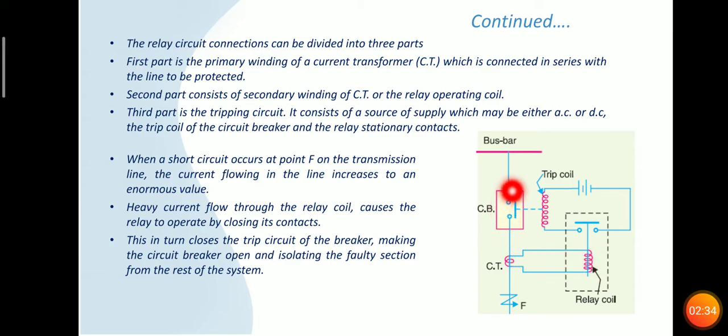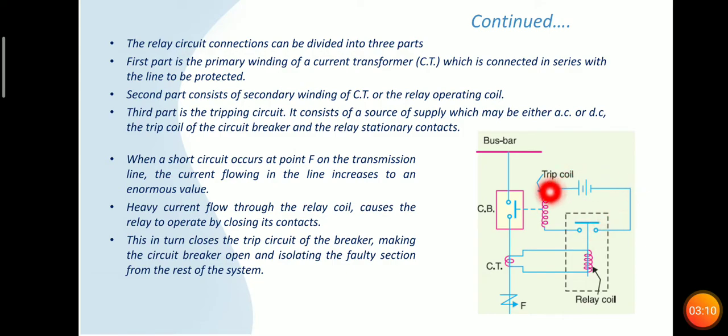When normal current passes through the transmission line, the current in the current transformer will not energize the relay coil. But when a fault occurs in the line, the current through the primary winding of the current transformer increases and hence the current in the relay coil also increases. So the relay coil gets energized. It will act as an electromagnet and attract the moving plunger downwards, and hence it closes the trip circuit.